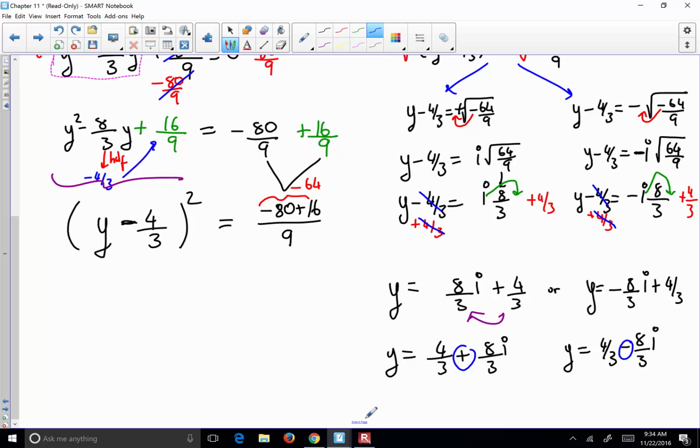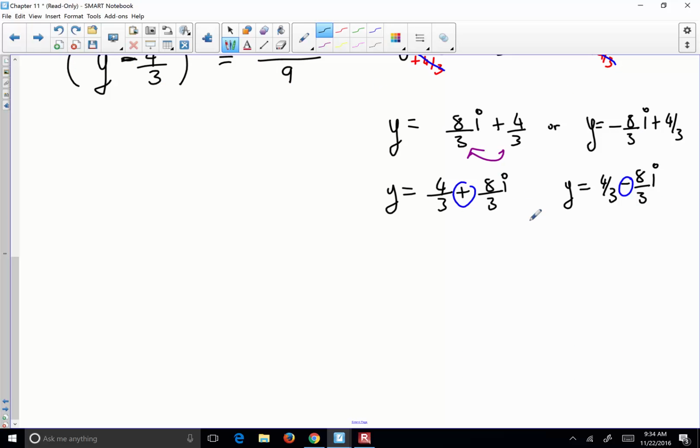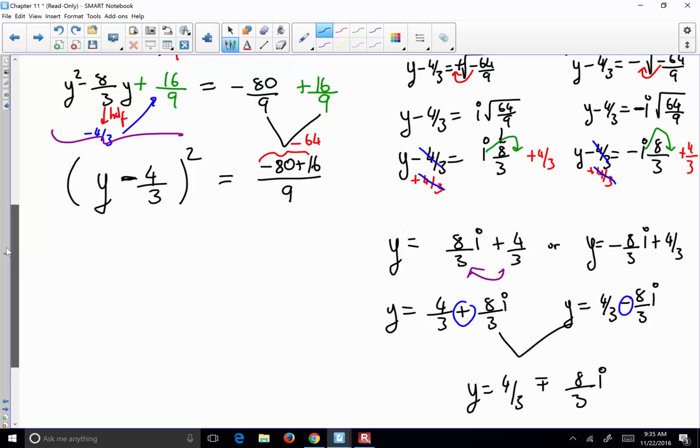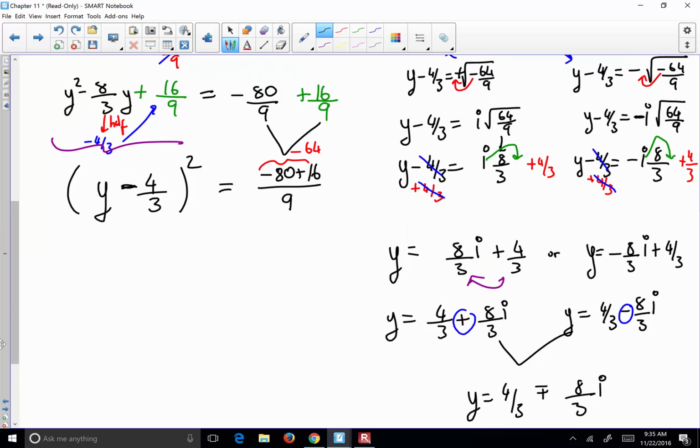You can even combine these two results into one as 4/3 plus or minus 8/3 i, because they are exactly the same, except they're conjugates. Their signs in the middle are flipped. So you can put them together as plus or minus and make one big solution. Are we clear? It's a pretty long question.